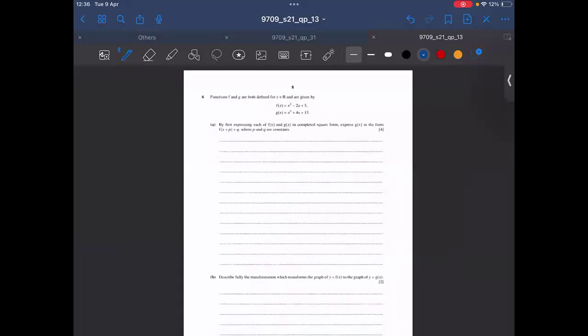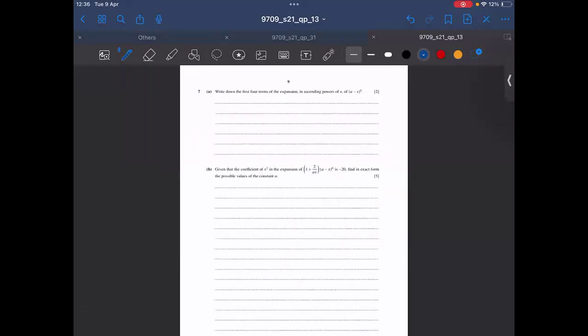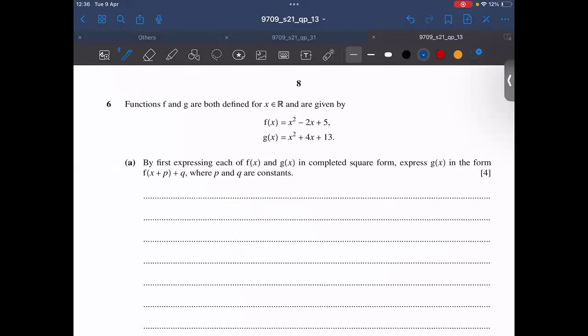Question 5. Then we have question 6. Completed square form. So how would you express f of x in completed square form? The coefficient of x squared is +1, so I'm going to just straight away put a pair of brackets with the square on both. I'm going to write down +5 as it is. We have -2 with x, so I'm going to write down -1 and -1. F of x is equal to (x minus 1) whole squared minus 1 plus 5, which is +4. Is it clear or not?